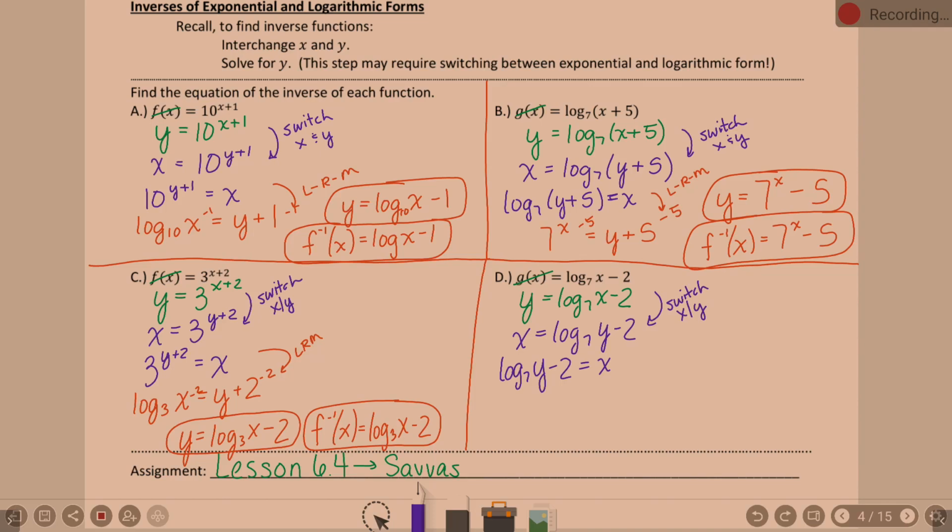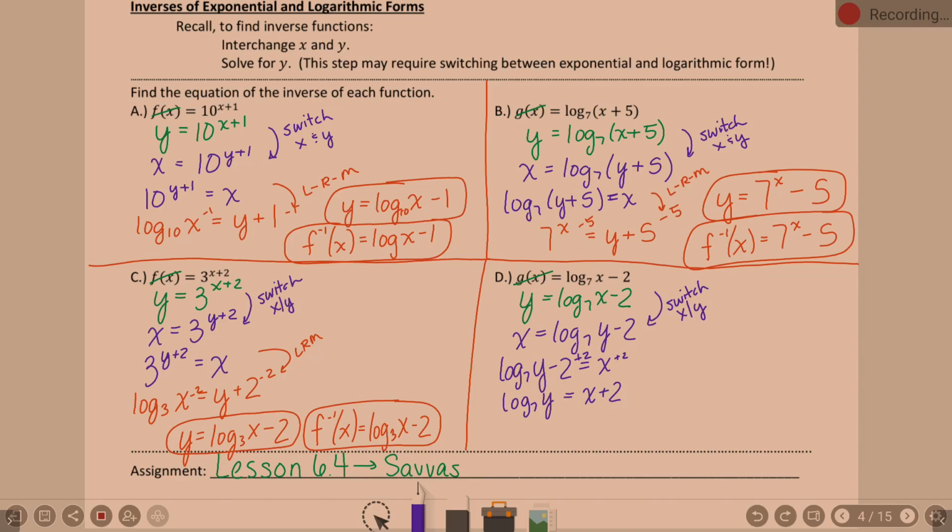Now, we have a slight catch. You can only do left, right, middle if you have log equals. Do I have log equals here? No. No, I have log y minus 2 equals. So, how do I move the minus 2? Adding. We're going to add the 2 to the other side, and the idea is I'm trying to get log by itself. In order to do left, right, middle, your log or your exponent has to be by itself. So now I'm going to have log base 7 of y equals x plus 2.